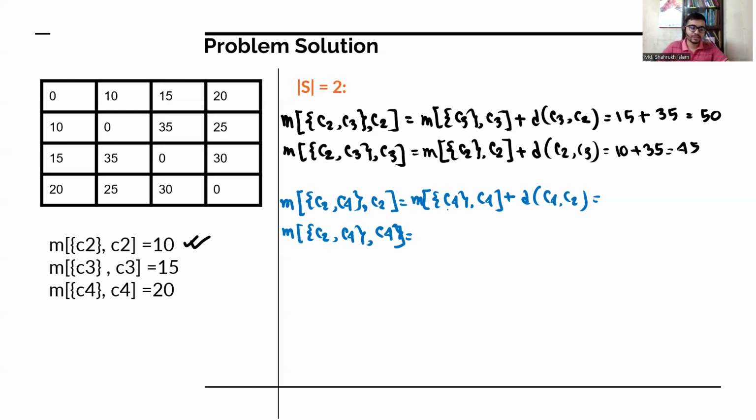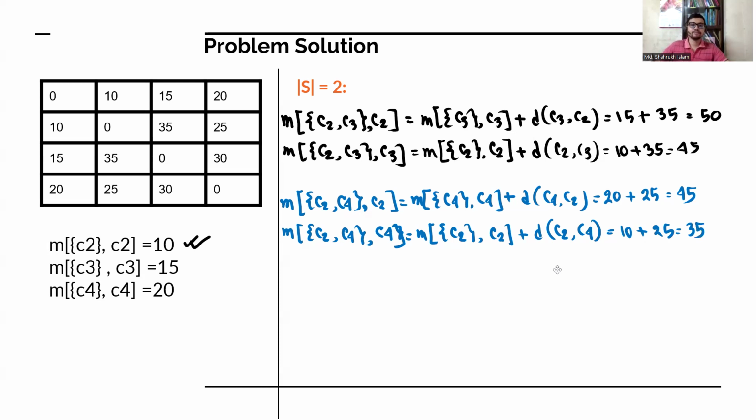C1 to C4 is 20 and C4 to C2 is 25. So this is 45. Then the next one: we are ending our journey at C4. That means we have to visit C2 first. So let's visit C2 first, then go to C4 from C2. C1 to C2 is 10, and C2 to C4 is 25. And this is what? This is 35.